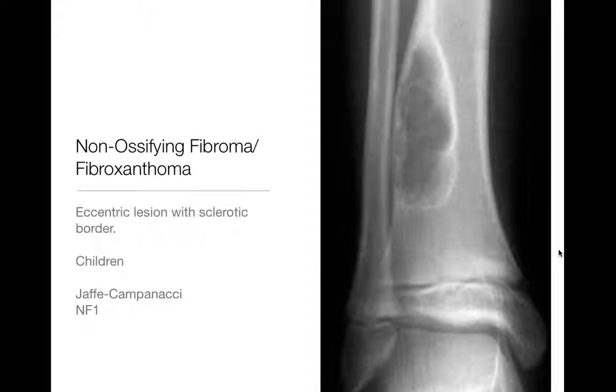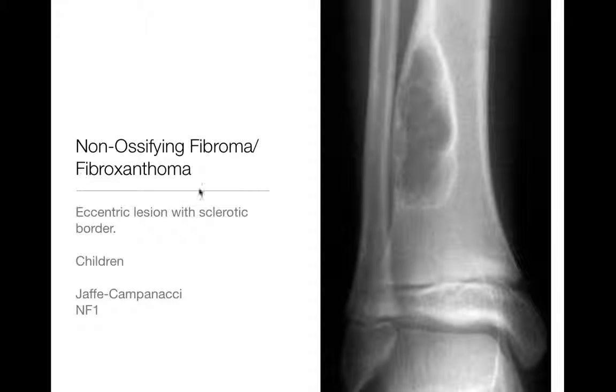And they're going to have a narrow zone of transition and a sclerotic border, just like this one here. This is eccentrically located or maybe slightly cortically based. Typical appearance and location for these. Note that this is a child. And gradually over time, these will start to fill in and ossify. Then some people call them ossifying, non-ossifying fibromas, which gets confusing.